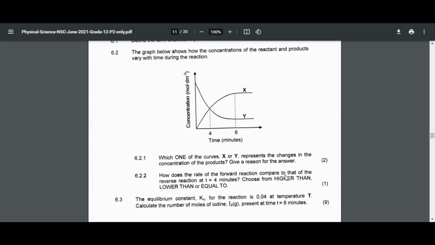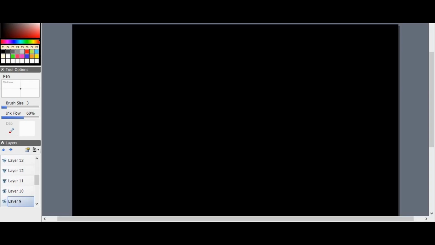The equilibrium constant Kc for the reaction is 0.04 at temperature T. Calculate the number of moles of iodine present at the time T equals 6 minutes. Alright, so this one we're going to have to construct our little table. First of all, the number of moles of hydrogen iodide is equal to C times V, which is 1 times 0.5 decimeters cubed, since we've got 500 cubic centimeters. That's equal to 0.5 mole.